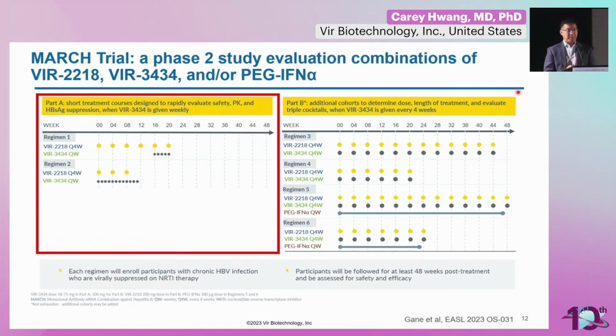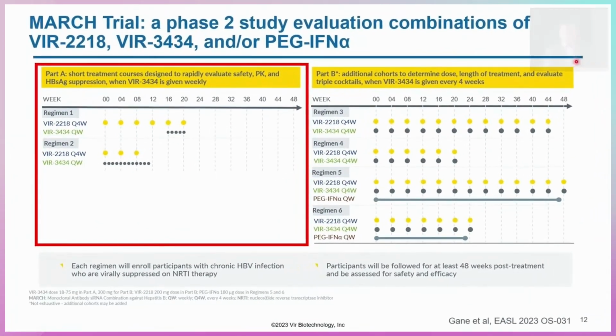So what's the next step? What we've presented previously is a combination of the siRNA VIR-2218 with VIR-3434, the antibody. This was presented earlier this year. Part A of the MARCH study was really to look at the safety of this combination. It was the first time we combined the siRNA with the antibody.